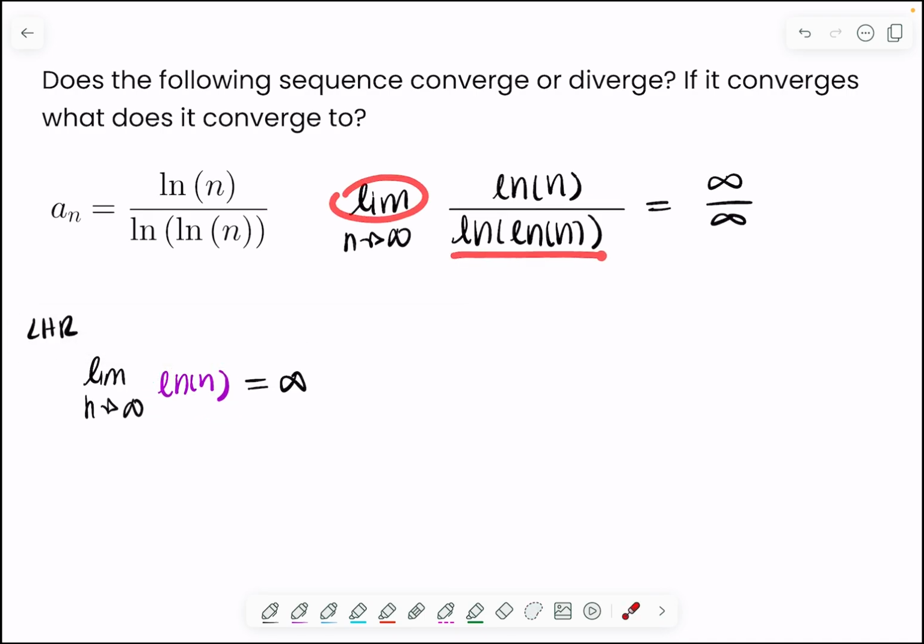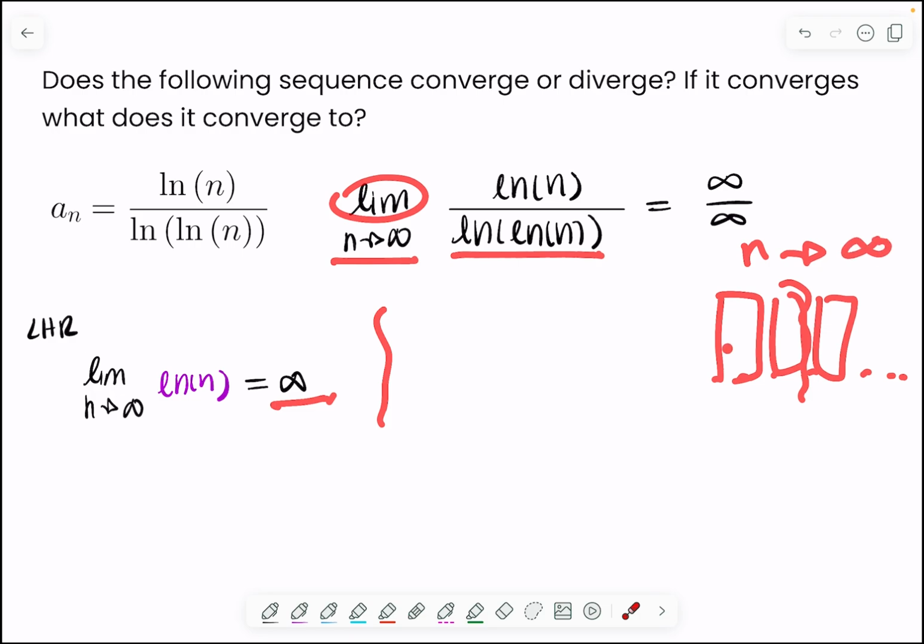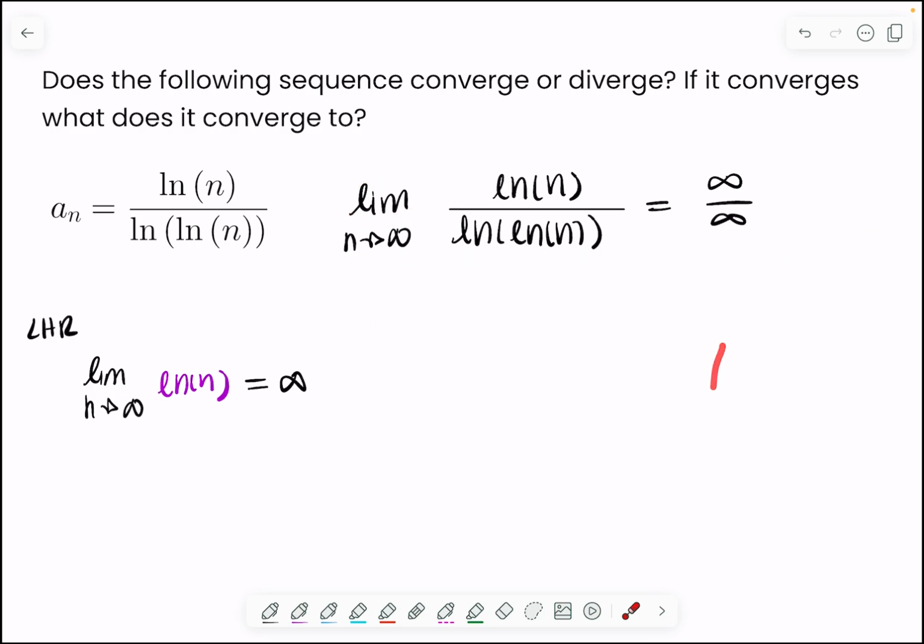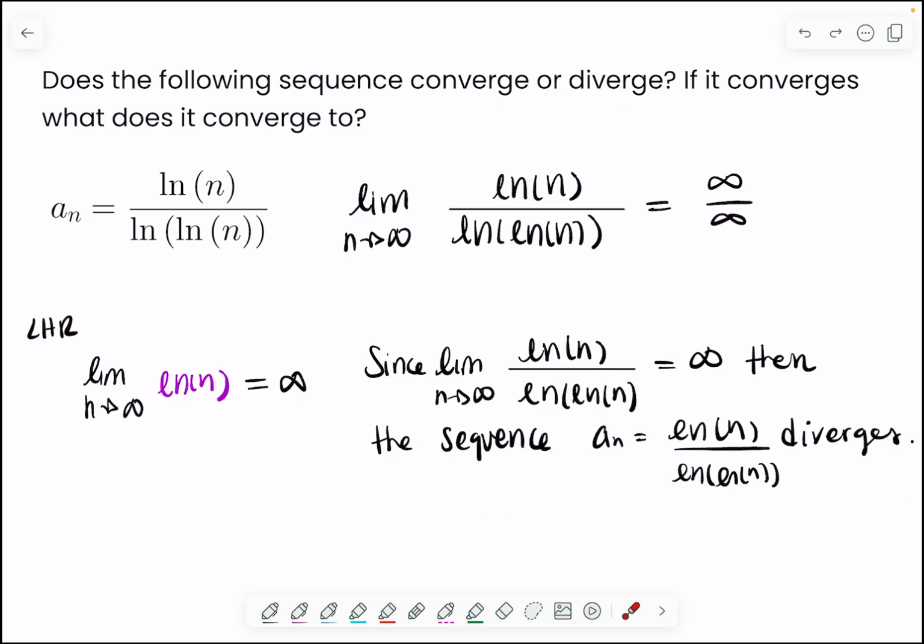So since the limit of your sequence as the numbers go on forever is infinity, that means that you have your sequence and it's going on forever, and the numbers as it goes on forever are just different numbers. It doesn't converge to being the same number, so therefore it diverges. And this is our conclusion written down, so I'll see you in the next.